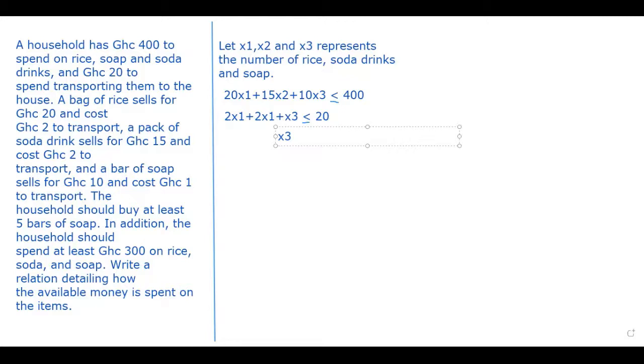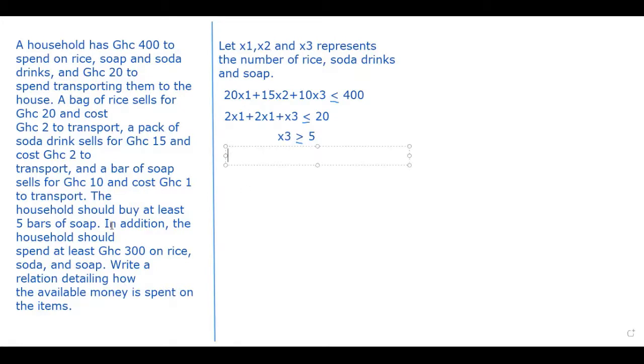So you are saying the household should buy at least 5 bars of soap. So which sign are you going to use? At least is there. Greater than or equal to. Greater than or equal to 5. So when you hear at most, it is less than or equal to; at least, greater than or equal to. Okay.